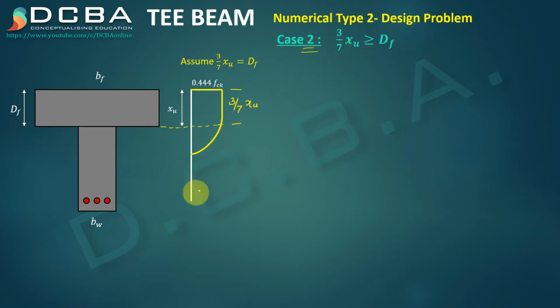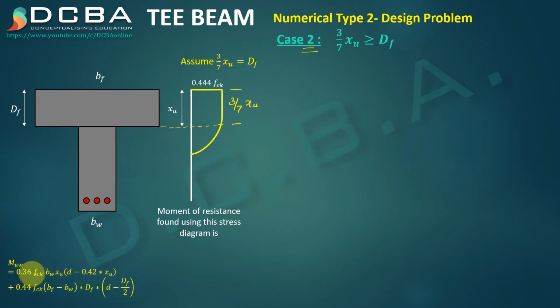And then we try to find the moment of resistance for this particular diagram. The moment of resistance found using this stress diagram will be 0.36 FCK BW XU into D minus 0.42 XU, plus, due to the flange, since this was due to the web, 0.44 FCK (BF minus BW) DF into (D minus DF by 2). I hope you know how we came to these two formulas, because I have already explained this in my previous lectures.